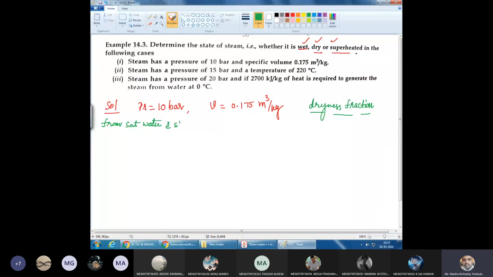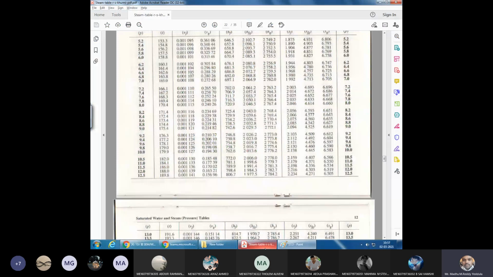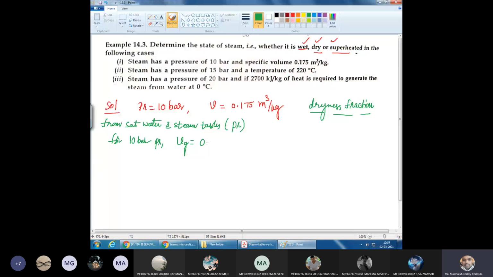We are taking values from the saturated water and steam table based on pressures, so we are considering the pressure table. For 10 bar pressure, the specific volume of the steam, vg, is equal to 0.194 meter cube per kg. But what is the value given in the problem? 0.175.